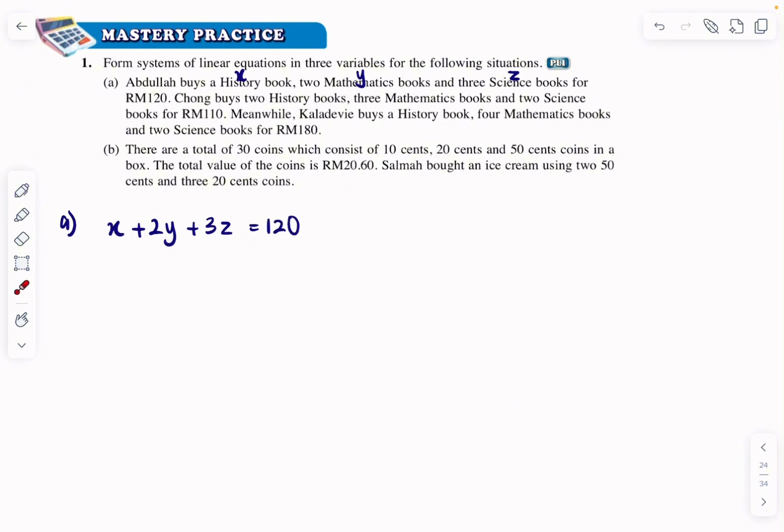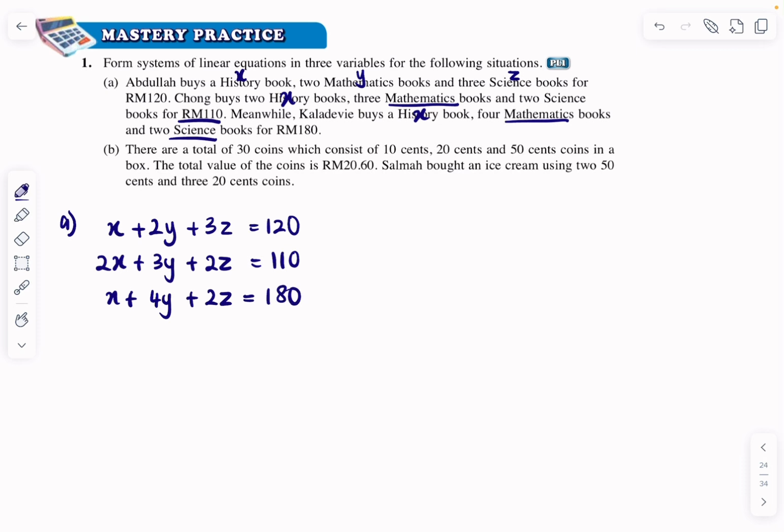And then Chong buys 2 history books. So history is X. 3 mathematics books, 3Y. And 2 science books, 410 ringgit. Then Kala Devi buys 1 history book, 4 mathematics books and 2 science books, 480 ringgit. So this will be our 3 equations.